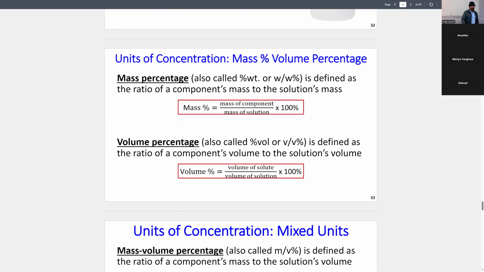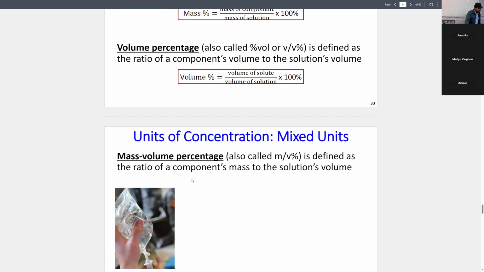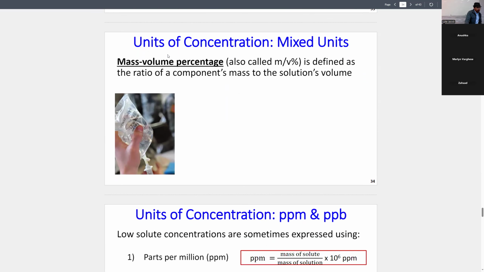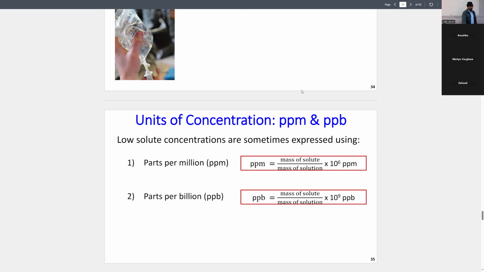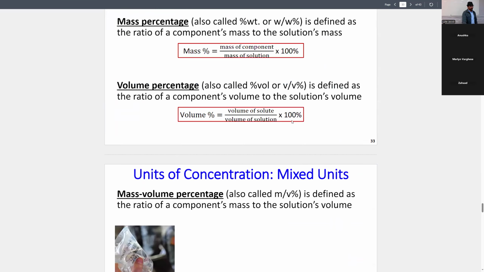Same thing with volume, right? Volume percentage: part of volume over whole volume times 100. And then mass volume percentage. This one is basically the amount of grams per 100 ml. So in class, we had a question where it was 6.5%, so that would be 6.5 grams over 100 ml. And you can use the formulas for whatever.